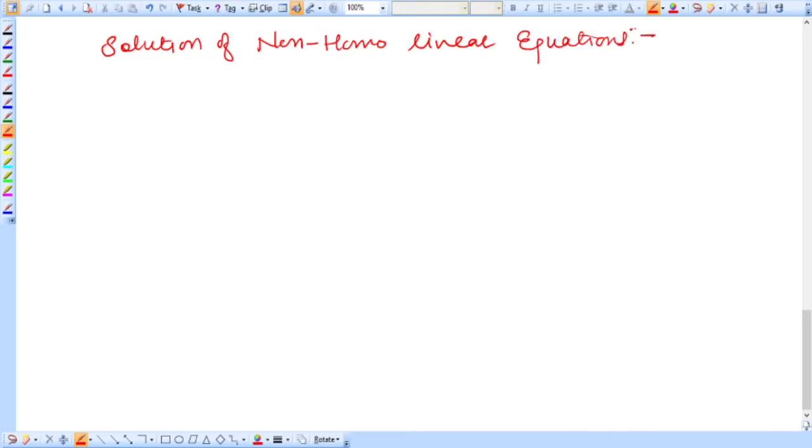The solutions of these non-homogeneous linear equations will be divided into two types. One is consistent, another is inconsistent.